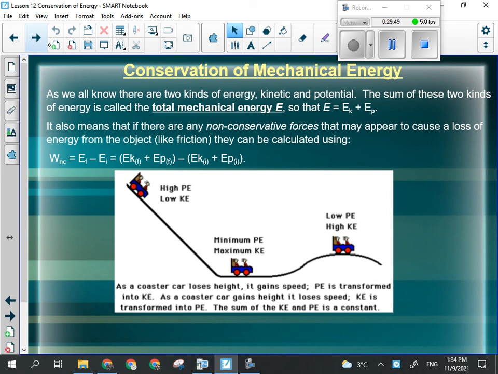Okay? So as a roller coaster goes down a track, like we see in the picture here, at the beginning, most of their energy is potential, very little of it is kinetic. Okay, at the end, most of it is kinetic, very little of it is potential, but the total number is still the same. Everybody okay with that?